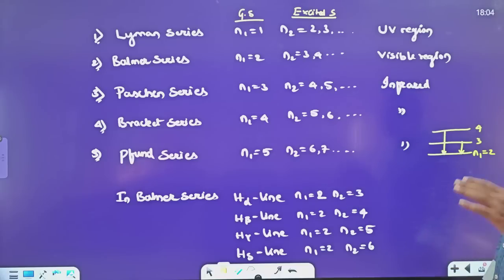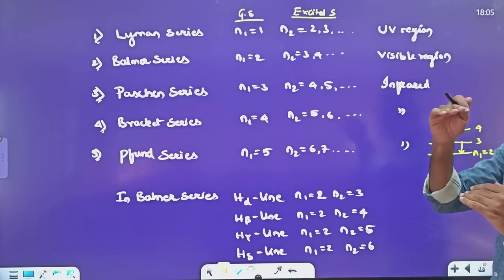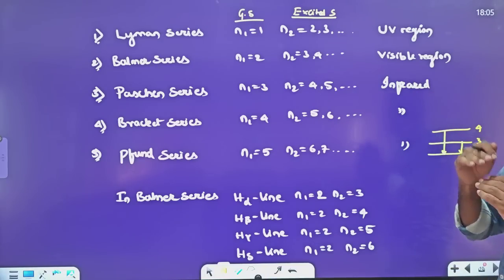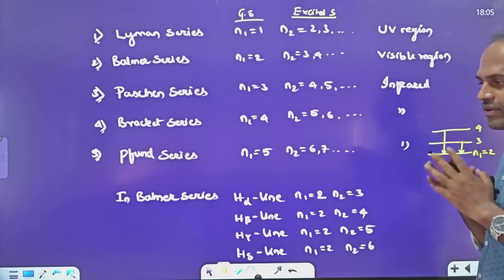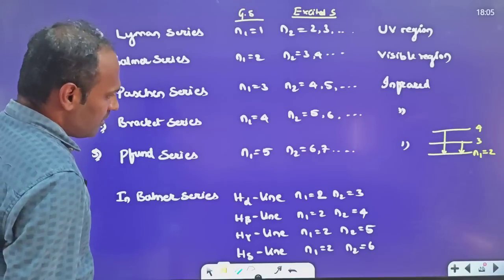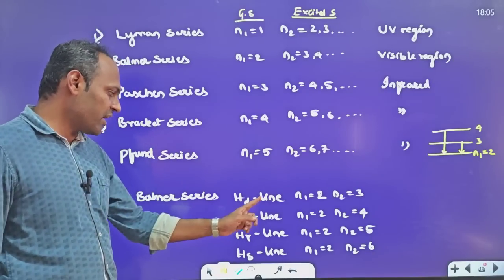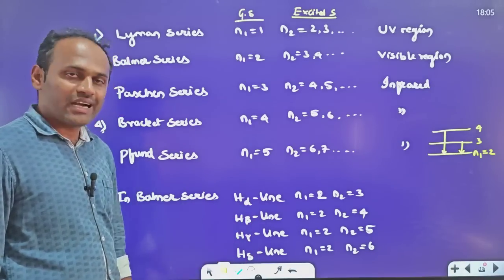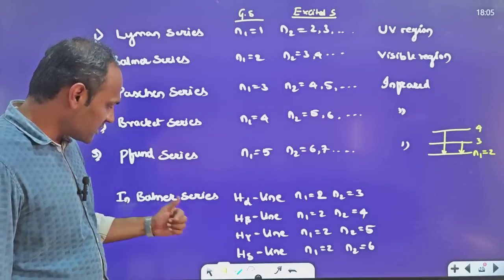In every series it is the same. First member means the first excited state to the ground state. Second member means the second excited state to the ground state. Like that we have to take. Okay. See, in Balmer series, there are some special lines called H alpha line, H beta line, H gamma line, and H delta line. All these are present in Balmer series.